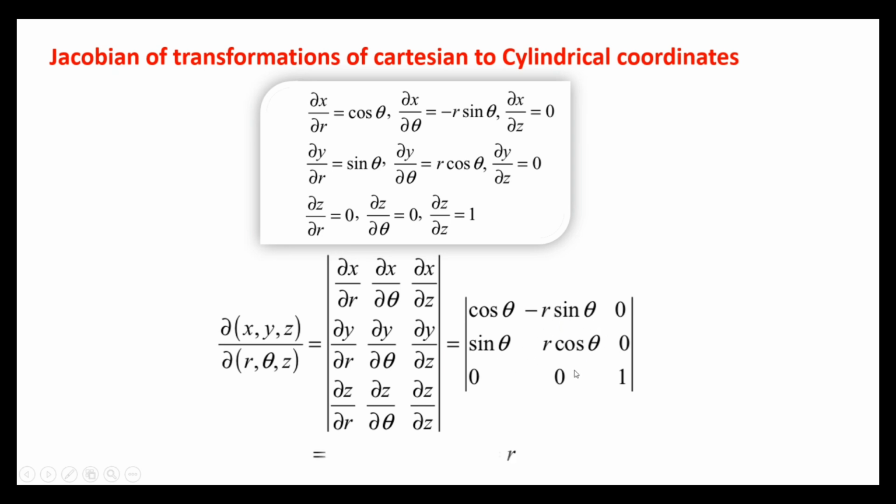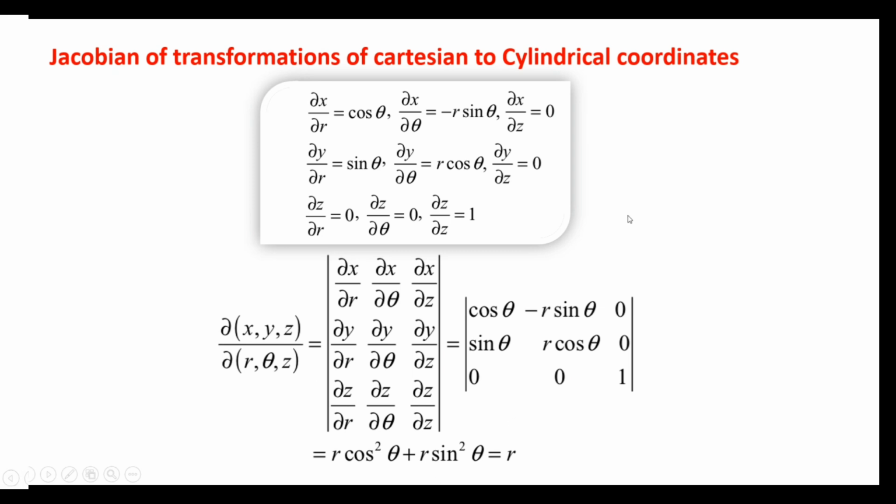For this determinant, you have r cos square theta plus r sin square theta. So r is a common factor, cos square theta plus sin square theta goes to 1, r times 1 becomes r. That is a relation between the Cartesian and cylindrical coordinates, while the Jacobian of transformation is only r.